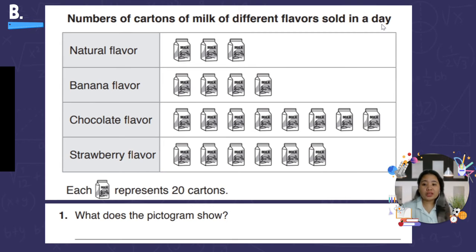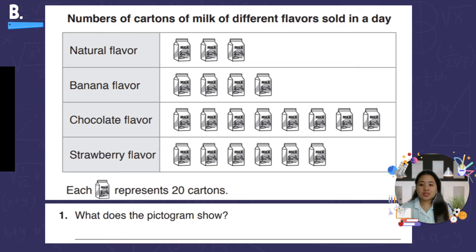So there are different flavors. As you can see on the table, there are 4 different flavors. The first one is the natural flavor. The next one is the banana flavor. The third one is the chocolate flavor. And the last one is the strawberry flavor. And it says each carton of milk represents 20 cartons. So that means the natural flavor is not 3, but 20 each. So 20 plus 20 plus 20, that is 60.